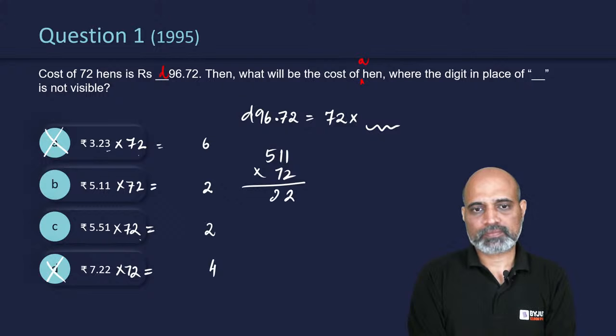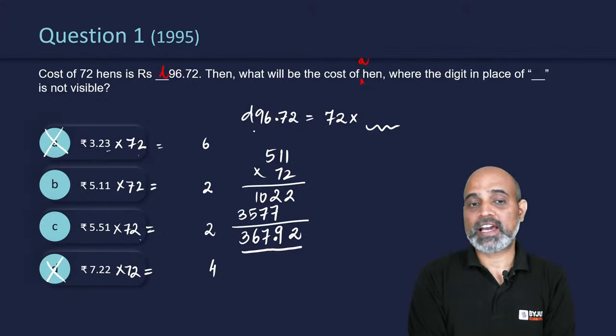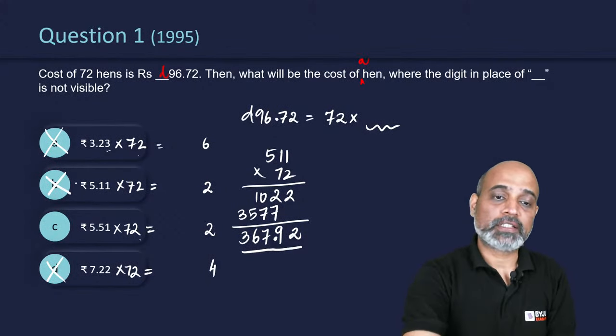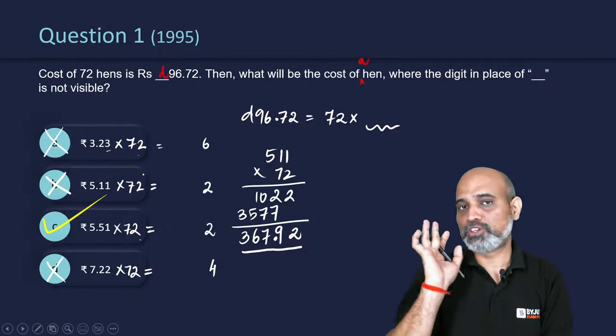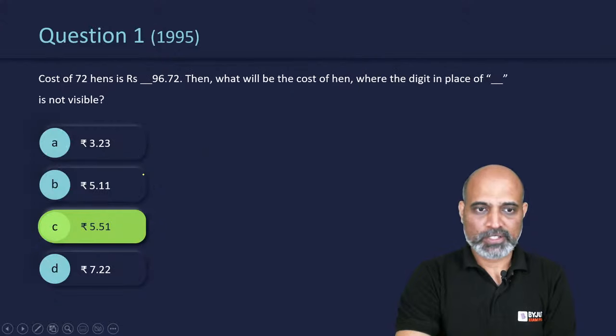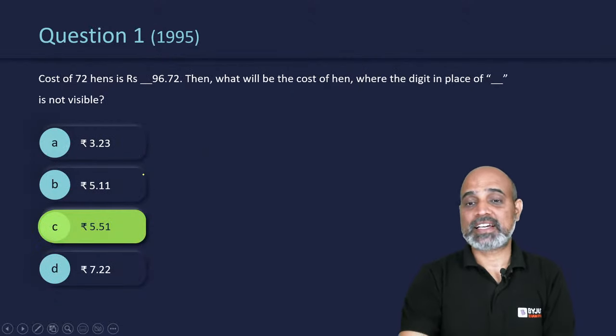So this is what we are going to have. This will end in a 2, 9, 7, 6, 3. So 367.92, but we need 96.72. So B is also not our answer. We are pretty sure it's going to be C. I hope everybody agrees, right? Let's see. C is our answer.